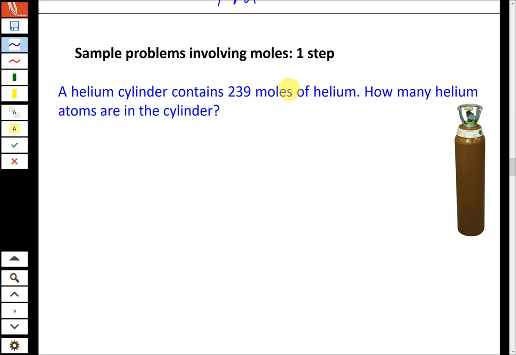But anyway, a helium cylinder contains 239 moles of helium. How many helium atoms are in there? So again, this is where, when we do conversion factors, we think about the relationships we have involving moles.